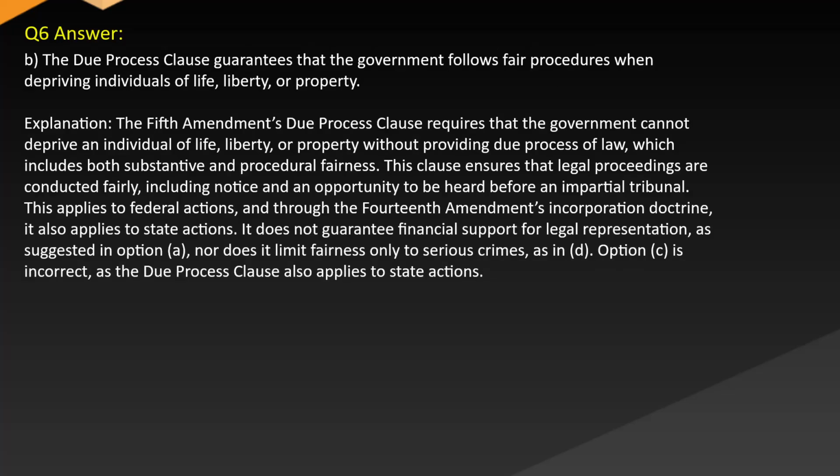Answer B. The Due Process Clause guarantees that the government follows fair procedures when depriving individuals of life, liberty, or property. Explanation. The Fifth Amendment's Due Process Clause requires that the government cannot deprive an individual of life, liberty, or property without providing due process of law, which includes both substantive and procedural fairness. This clause ensures that legal proceedings are conducted fairly, including notice and opportunity to be heard before an impartial tribunal. This applies to federal actions, and through the 14th Amendment's incorporation doctrine, it also applies to state actions.